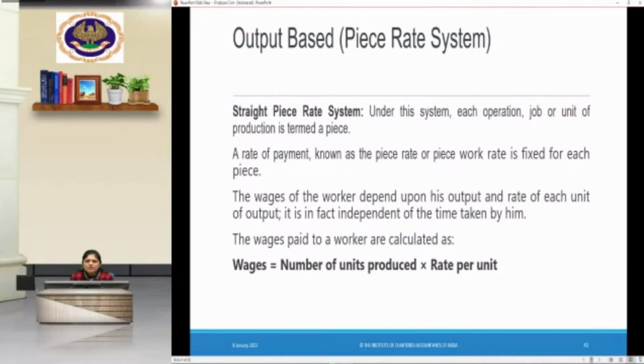The wages of the worker depend upon his output, and the rate of each unit of output is independent of the time taken by him. So the wages we pay is the number of units produced into rate per unit. So simply put, it's the number of units produced, whatever is the output a worker has produced, into rate per unit of output.